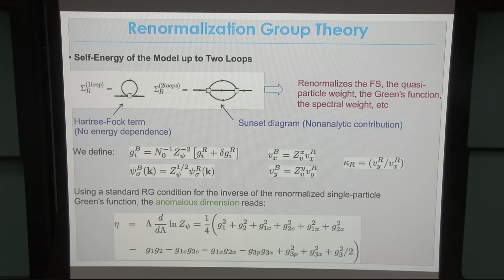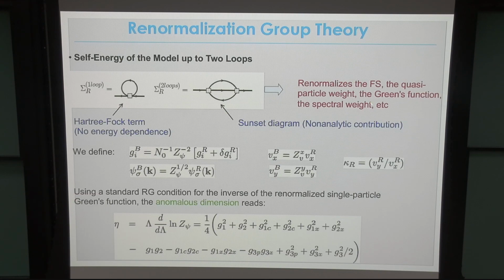So we are going to use a two-loop RG calculation for this model. And the reason for that is that one needs to go to at least two-loop order in order to include self-energy feedback into the RG flow equations. So I show you here the self-energy of the model at one-loop order. So this is the Hartree-Fock. This contribution has no energy dependence. And at two loops, one gets this so-called sunset diagram, which is the first non-analytic contribution to the model.